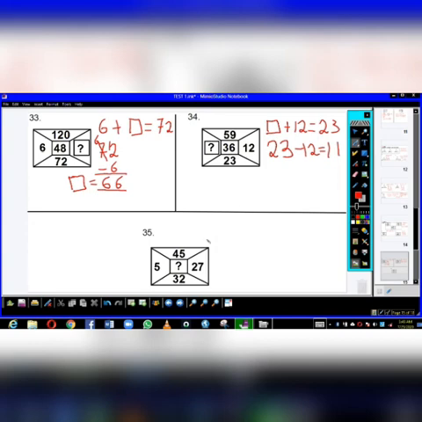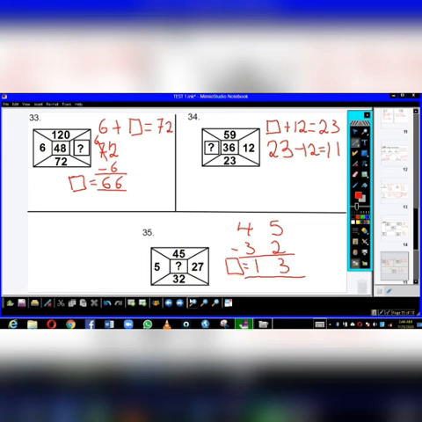Okay, now let's proceed to 35. How do we find the value of 35? For us to find the value of 35, you need to find the difference between 45 and 32. 5 minus 2 will give me 3, and 4 minus 3 will give us 1. The value of the box is equal to 13.